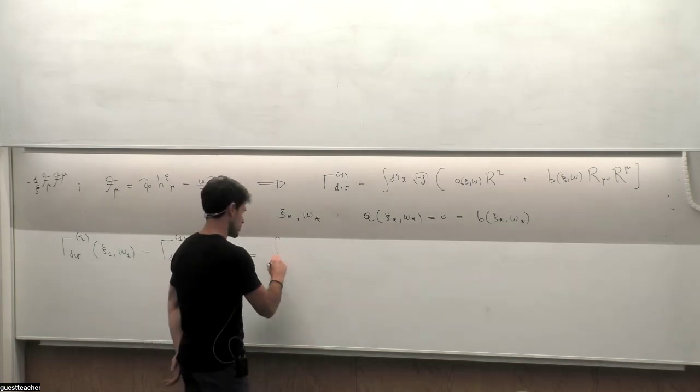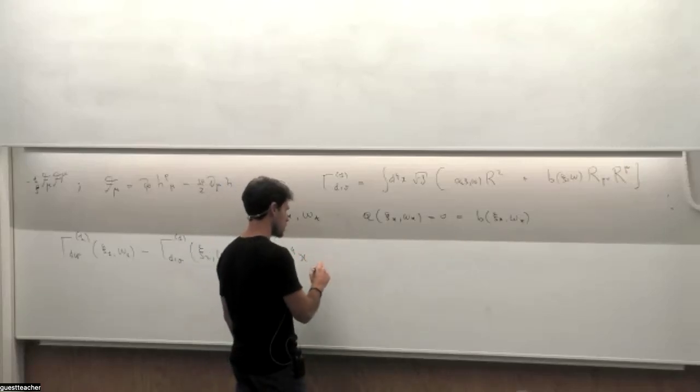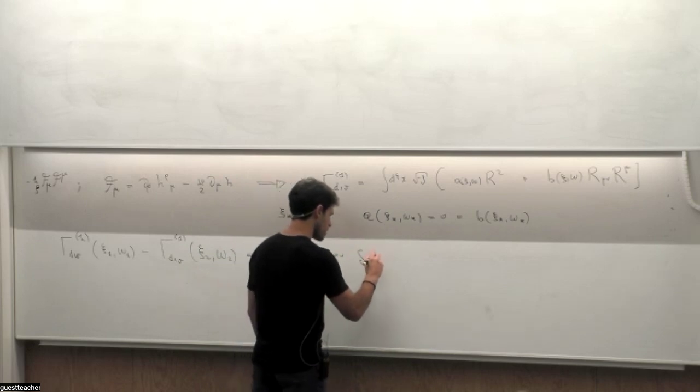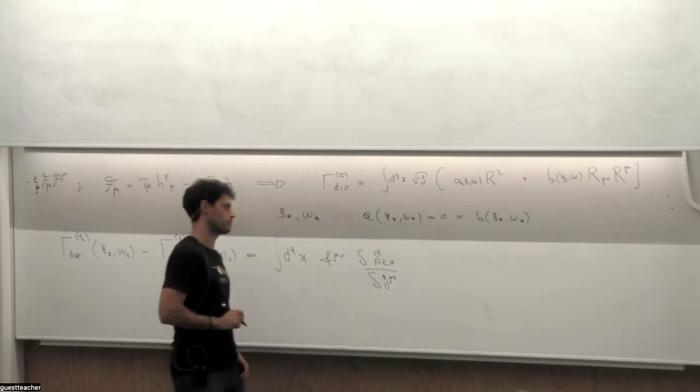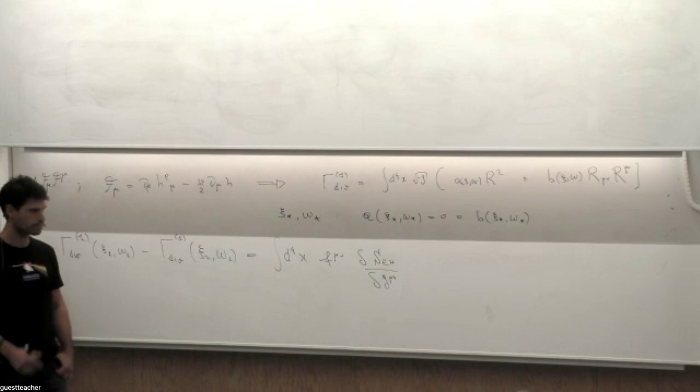So we should expect something of this type: some integral, some function here that in principle we can determine, and here there will be the field equation. That's what you should expect if you want on-shell physics to be independent of gauge fixing.